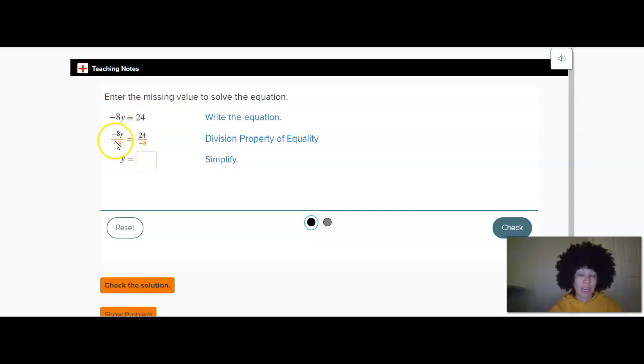So we choose negative 8, and we divide both sides by negative 8, because whatever we do on one side, we have to do on the other. And since we're dividing both sides, we're creating an equivalent equation.